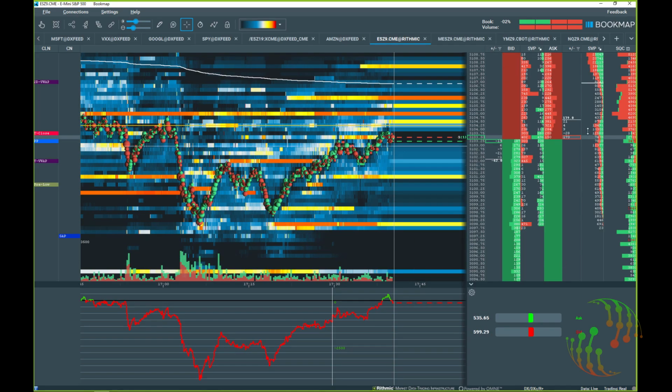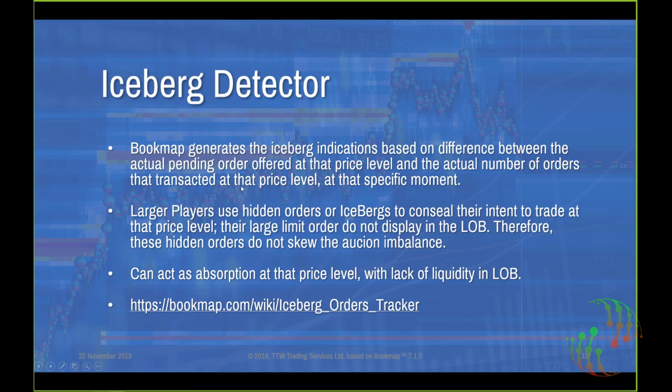Iceberg detector. So what I wanted to say in coming back to our presentation is that this is only a part of what we see. Bookmap generates the iceberg indications based on the difference between the actual pending order offered at the price level and the actual number of orders that transacted at that price and at that specific moment. Larger players use hidden orders, icebergs, to conceal their intent to trade at that price level. Their large limit orders do not display in the limit order book. Therefore, these hidden orders do not skew the auction imbalance.